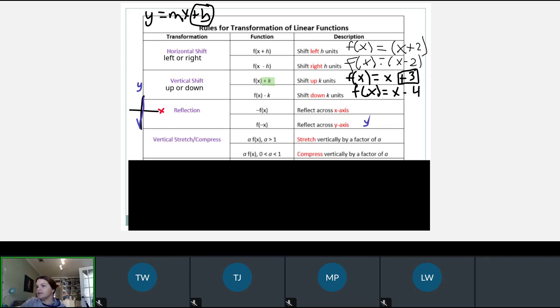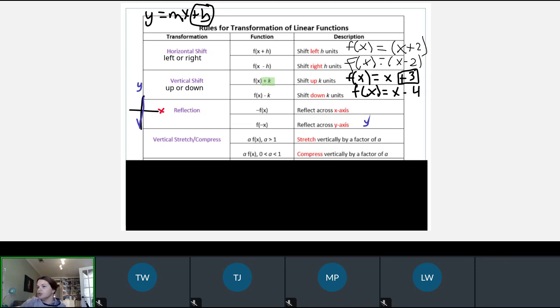All right, now we have some compressions and stretches. The first thing we have is a vertical stretch or compression. So if we change the slope of the function, Amari, good question. So f of x and g of x are different because f of x always means the parent function. G of x means something has happened to the parent function that now it needs a new name. That's why we call it g.